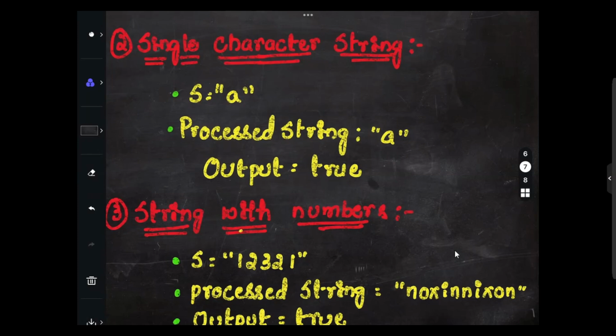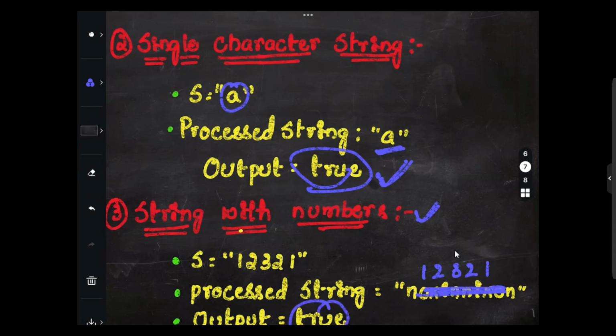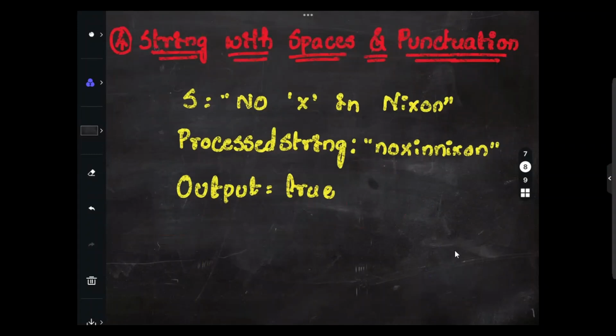Let's move on with the second edge case, single character string. The processed string we got here is A. We have only A here. Output will be true itself. This is a palindrome, a single character string. Let's go with the third one here. We have 1 2 3 2 1. In this case, the processed string becomes 1 2 3 2 1 itself. This is true because if we read from the backward, it is the same as the original one. So it is said to be a palindrome, and we have to return true in that case.